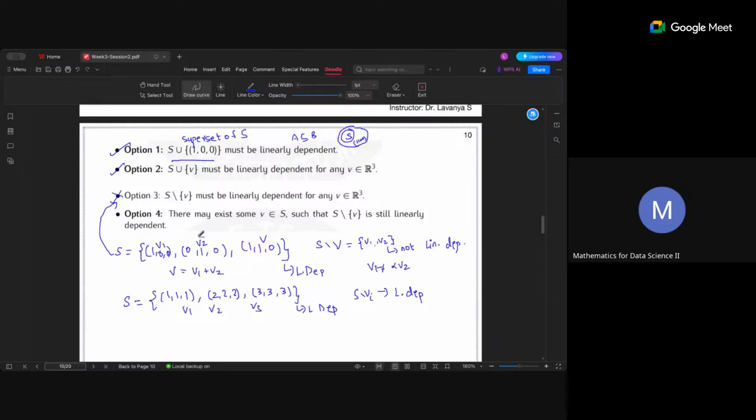It depends on the scenario. What is your S and what is your V? Fourth option: there may exist some V in S such that S minus V is still linearly dependent. They are not saying there will exist, they are saying there may. So it is possible. Is it possible or not? That is what we thought. Yes, this is the example.